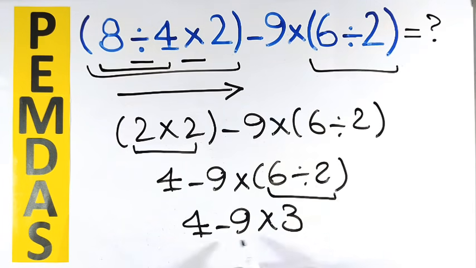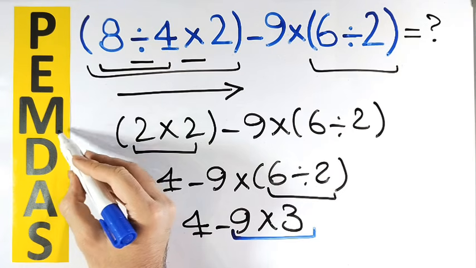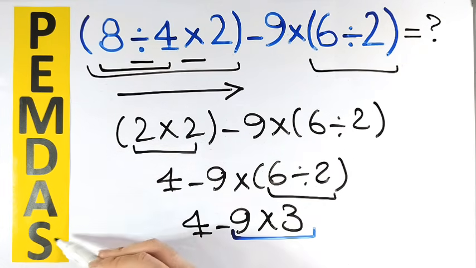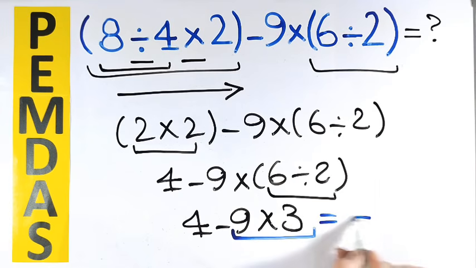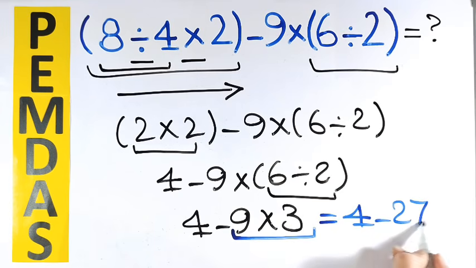In the final step, we go for the multiplication between 9 and 3 because multiplication has a higher priority than subtraction. So, we rewrite this expression as 4 minus 27, which finally gives us the answer negative 23.